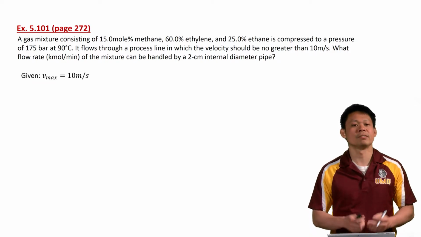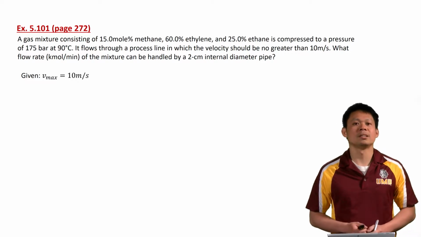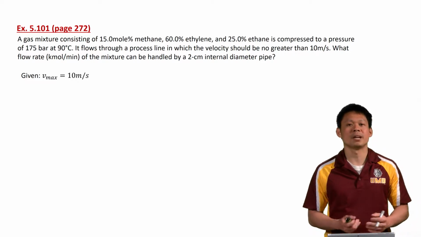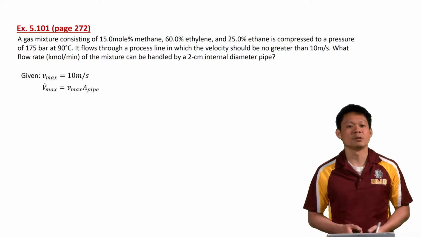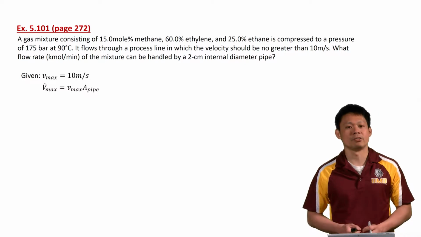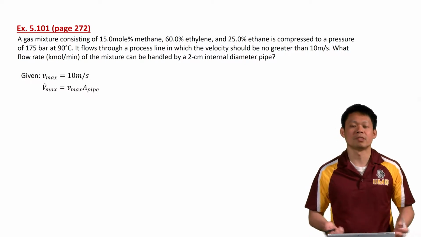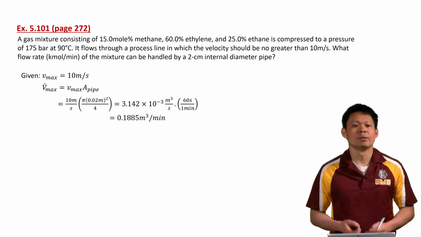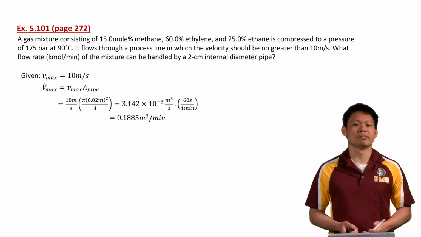We are given that the maximum velocity is 10 meters per second. We also know the diameter of the pipe, which means we know the maximum volumetric flow rate that can flow through this pipe, because we know that volumetric flow rate is the velocity multiplied by the cross-sectional area of the pipe. So let's calculate what this maximum volumetric flow rate allowable is. We're going to put in 10 meters per second. Area of the pipe will be pi d squared over 4.